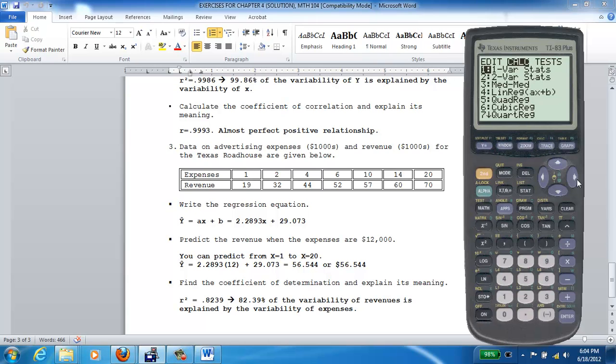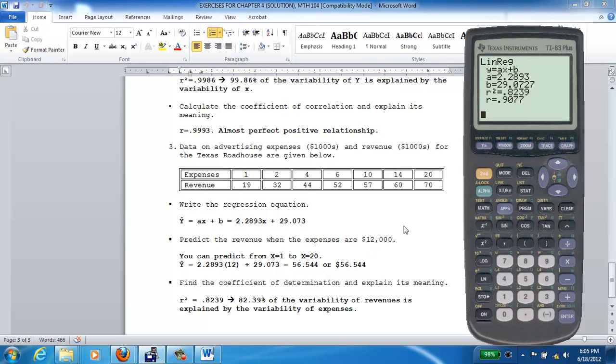Go to Stat, go to Calc, go to number 4, and this is going to be your equation. As you can see, the slope is 2.2893 and the constant is 29.0727. I use 3 decimals. Predict for 12,000, that means predict for 12 because it is in thousands of dollars. So you simply substitute X by 12. So this is 56.544 or $56,544. So these are the revenues when you have 12,000 of expenses, advertising expenses.